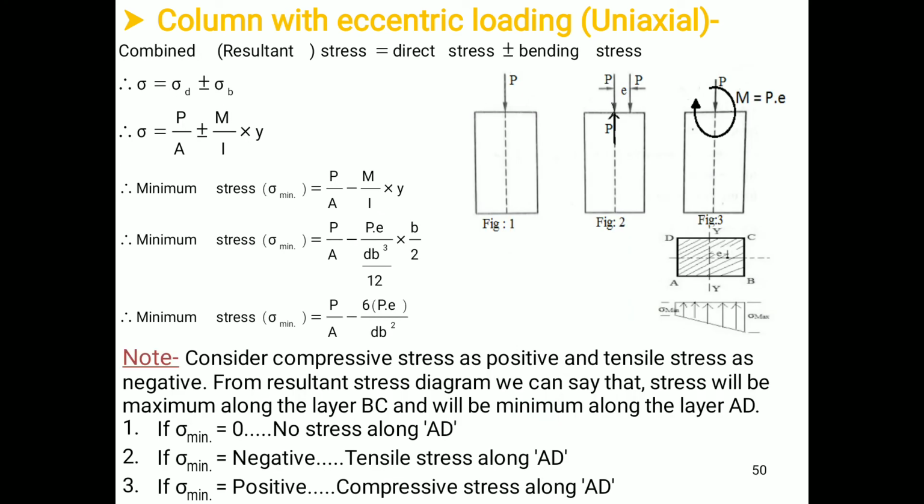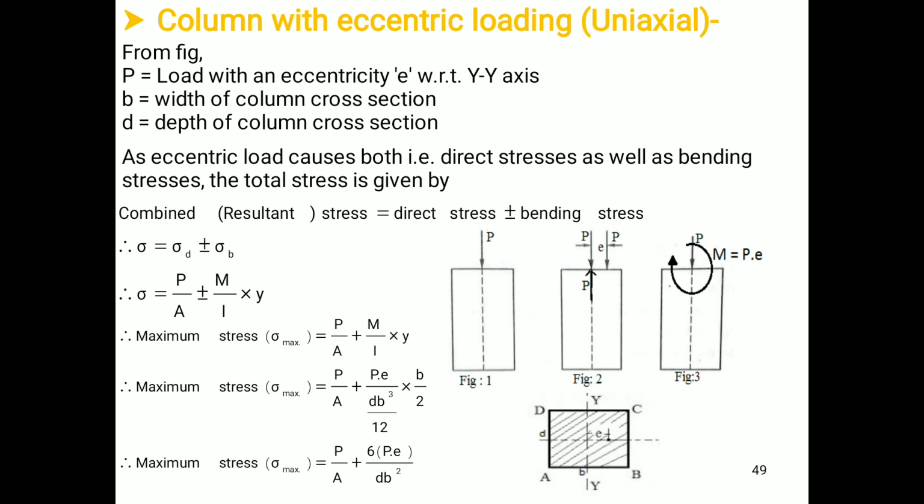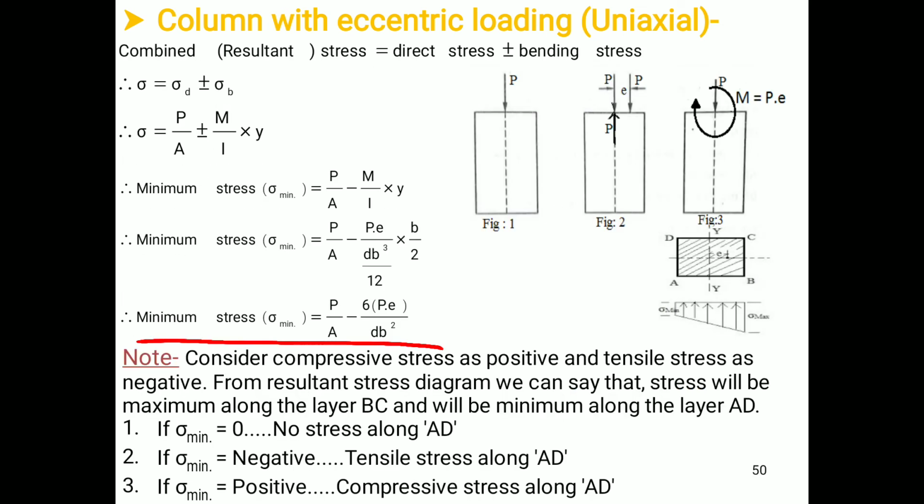In the same way, we will have the value of minimum stress also. Again, we will consider the same formula, only the sign will change, and that will be the negative sign. Therefore the minimum stress will become P by A minus 6Pe upon db square. Therefore this is the value of minimum stress.